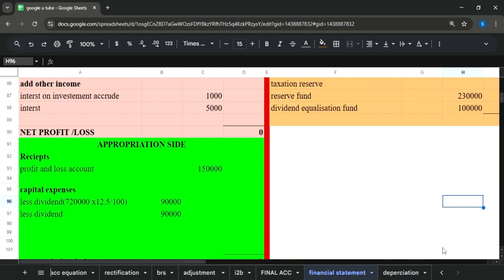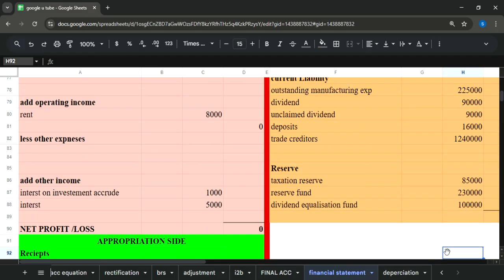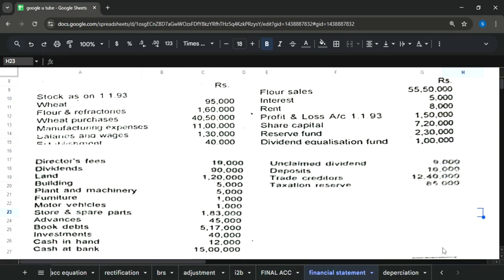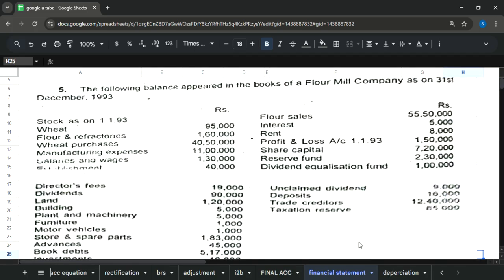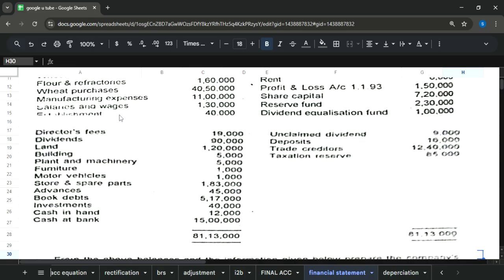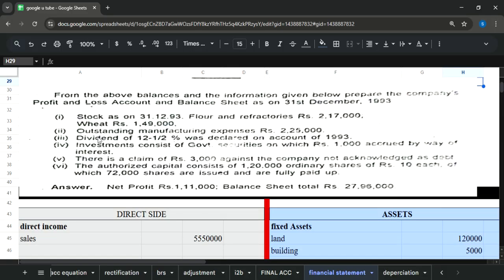So put 85,000 in front of taxation reserve on the liability side. After writing reserve, you can see that this was the last amount on the credit side. It means each and every element present on the debit or credit side of the trial balance has been posted to the relevant places of these 5 parts. All adjustments are completed. We are now free to start our calculation.